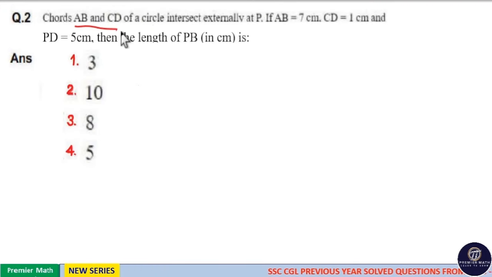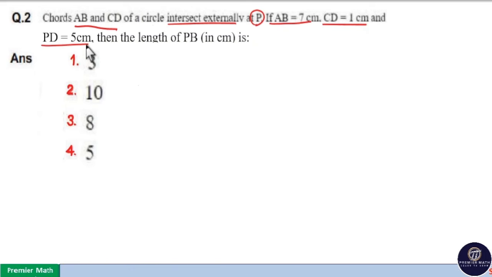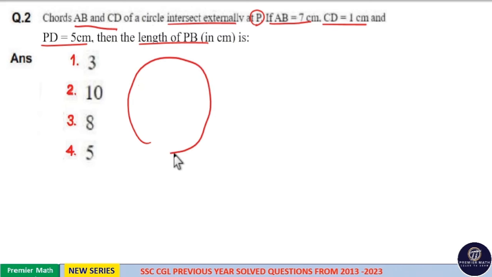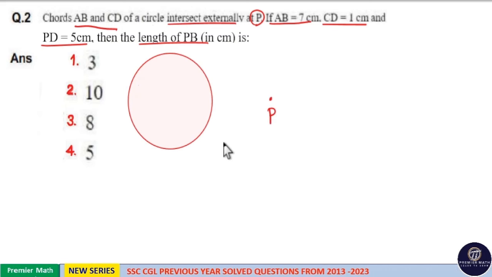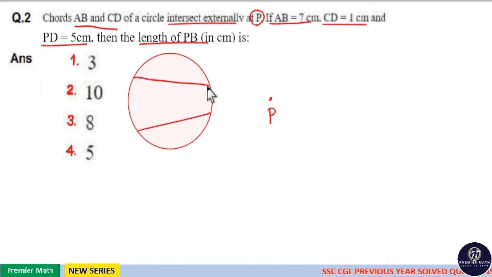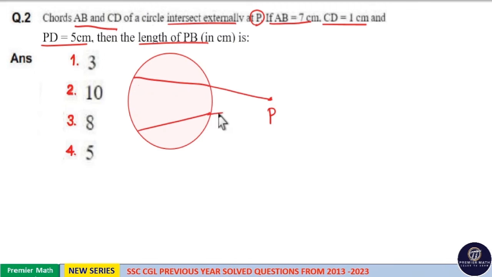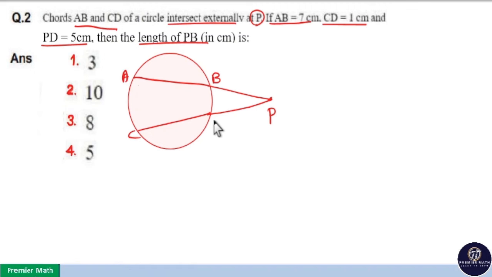Chords AB and CD of a circle intersect externally at P. If AB equal to 7 cm, CD equal to 1 cm and PD equal to 5 cm, then length of PB in centimeter is. Here, consider two chords of a circle that intersect externally at a point P. These are two chords, and these two chords intersect externally at point P. Now this is chord AB and this is chord CD.